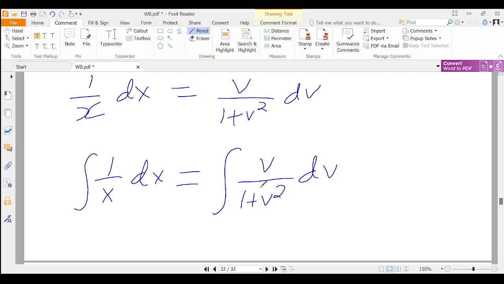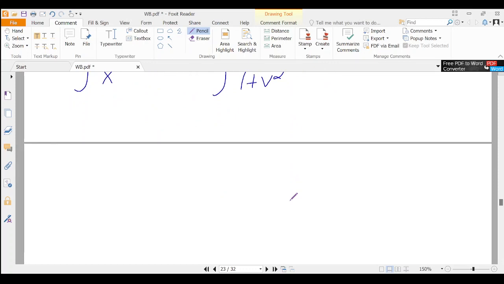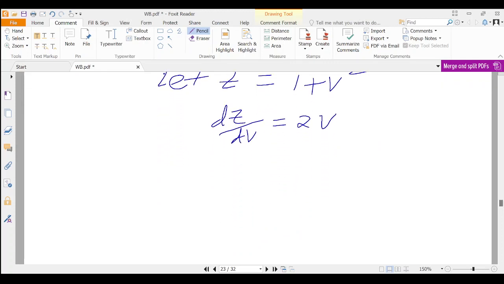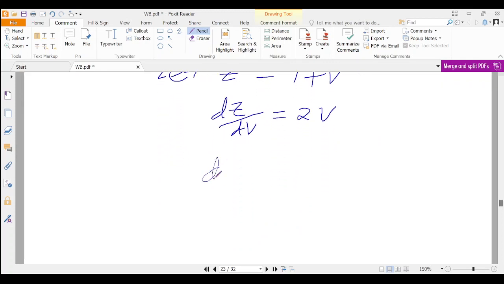Notice that on the right hand side, if you differentiate the denominator here, you'll get 2v, meaning that we can make use of the algebraic substitution. That is, you can make the substitution, say, let z be equal to 1 plus v squared. So dz by dv is equal to 2v. And therefore, dv becomes dz divided by 2v.